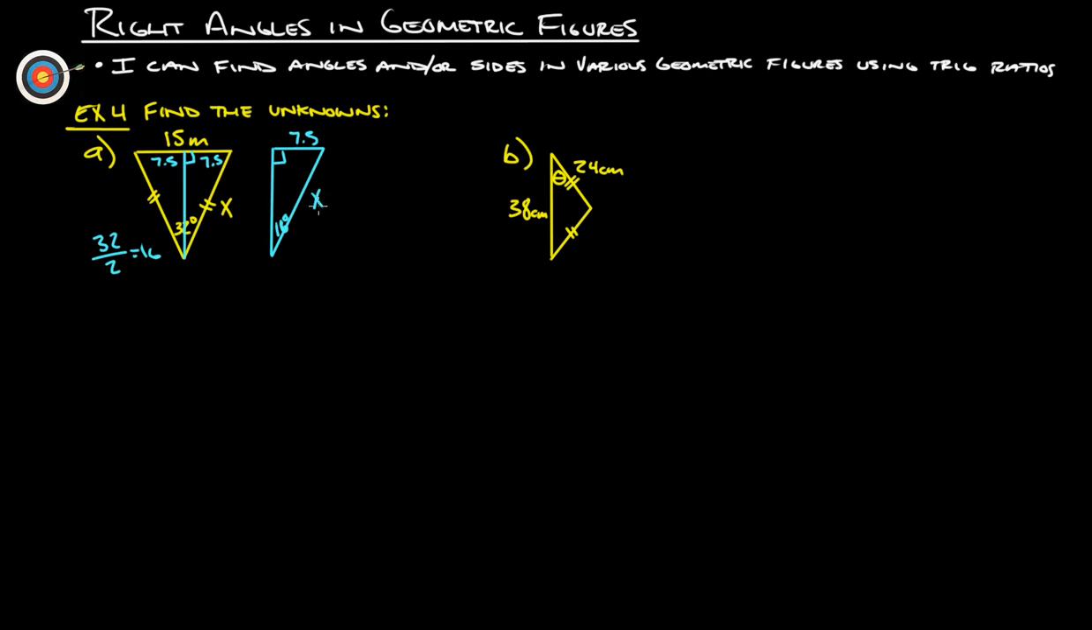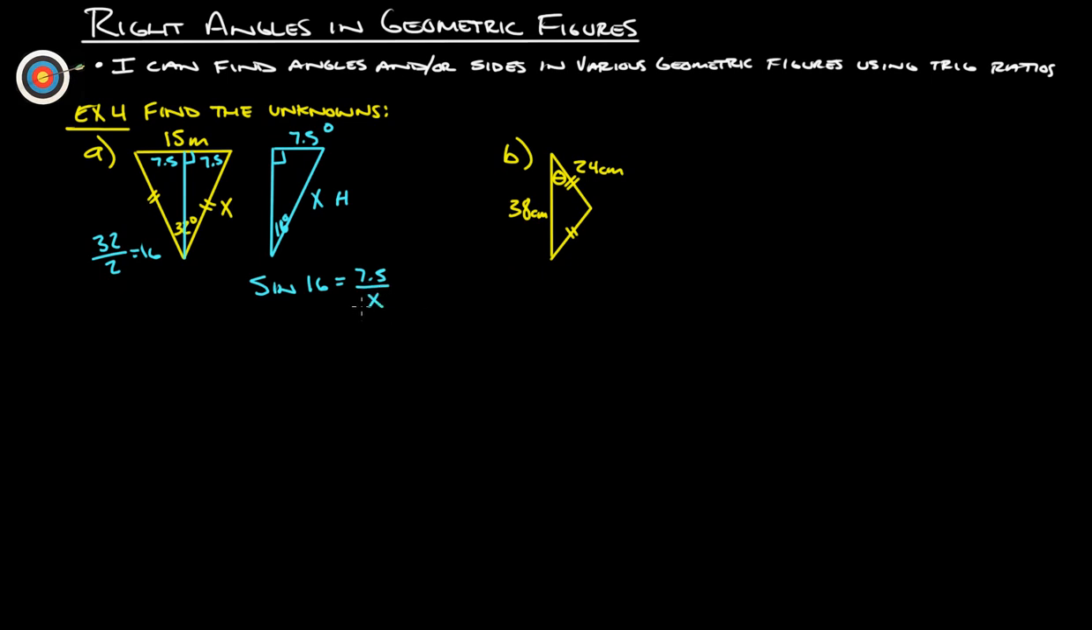Okay, so to find this x right here, we've got this angle. Across from the x is the hypotenuse. And this is opposite of the angle. So this is the O for opposite. So opposite and hypotenuse is sine. So we will set this up as sine 16 equals opposite, which is 7.5, over the hypotenuse, which is x.